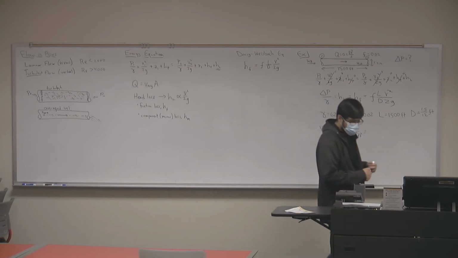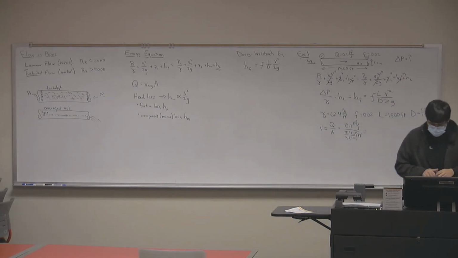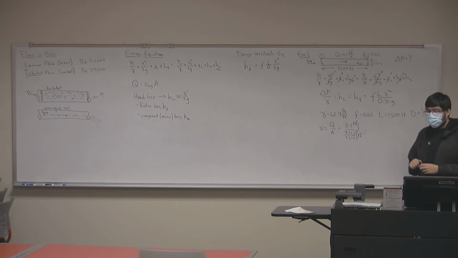32 point. Can I get a second opinion? For velocity? Yeah. 8.15. That's what I got. Ah, okay.